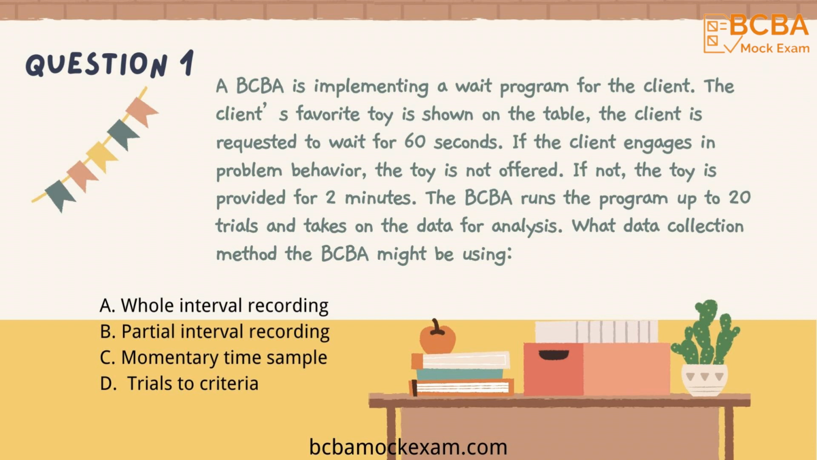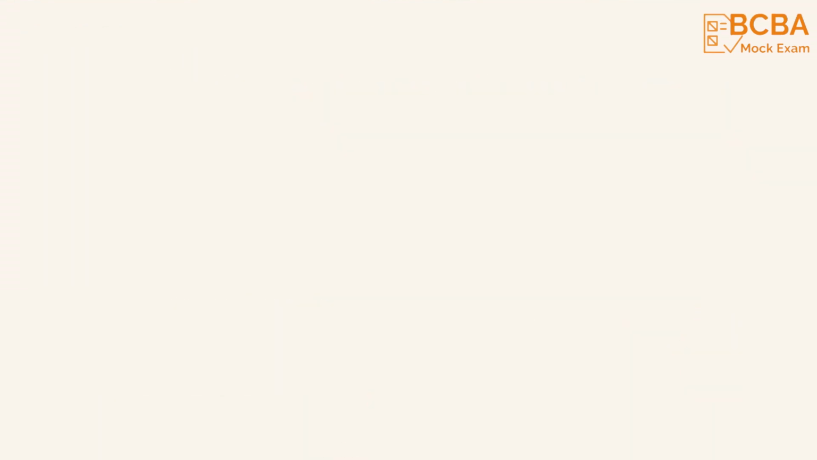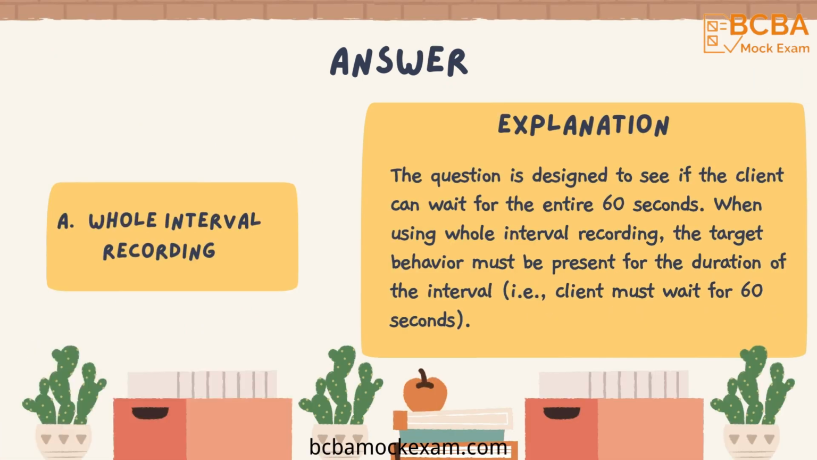A. Whole interval recording. B. Partial interval recording. C. Momentary time sample. D. Trials to criteria. The answer is A. Whole interval recording. The question is designed to see if the client can wait for the entire 60 seconds. When using whole interval recording, the target behavior must be present for the duration of the interval, i.e., the client must wait for 60 seconds.